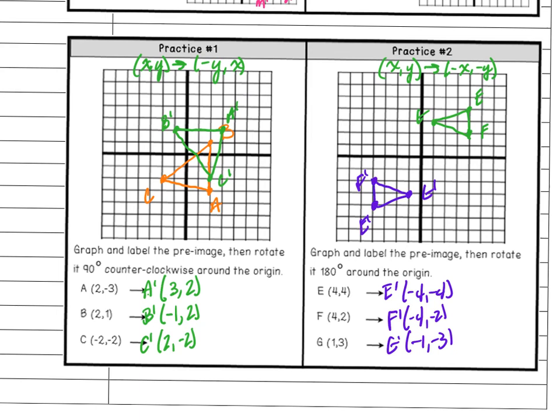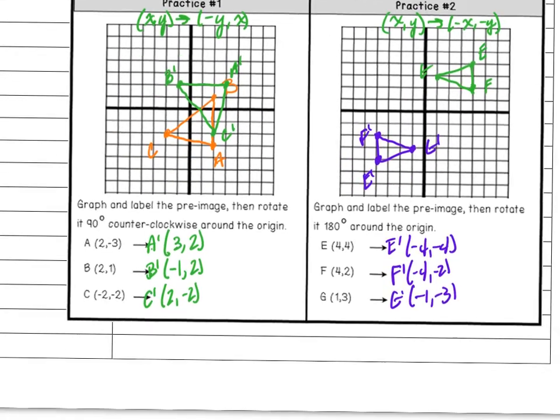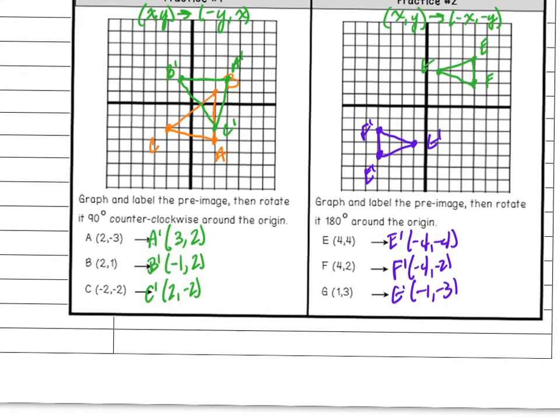Okay, that's great. And that's how we rotate. So if I'm going to do my rotations, I'm going to make sure I have my rules written down. And I do want to say this. If they ask me to do 270 degrees clockwise, that's the same as 90 degrees counterclockwise.